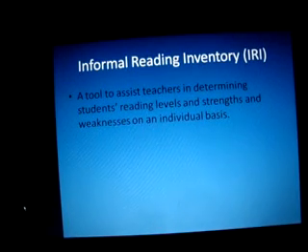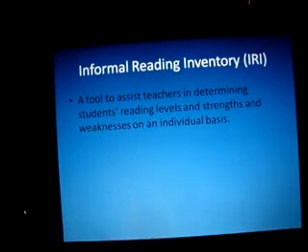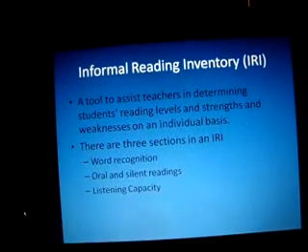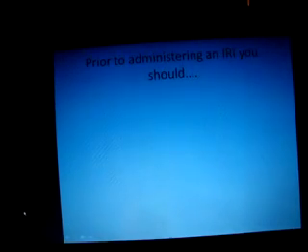An Informal Reading Inventory, or IRI, is a tool to assist teachers in determining students' reading levels and strengths and weaknesses on an individual basis. There are 3 sections in an IRI: word recognition, oral and silent readings, and listening capacity.